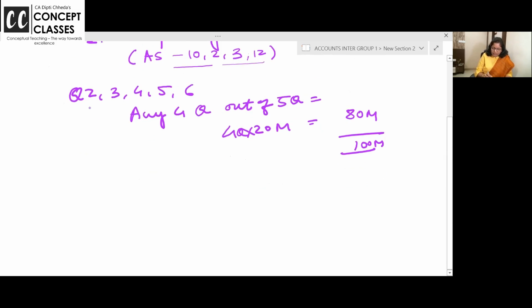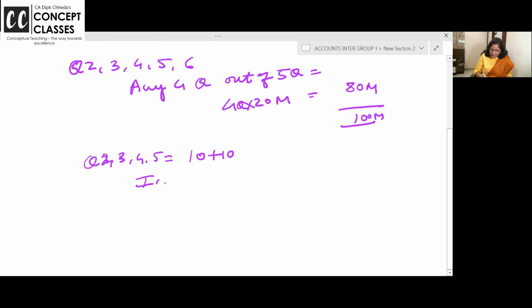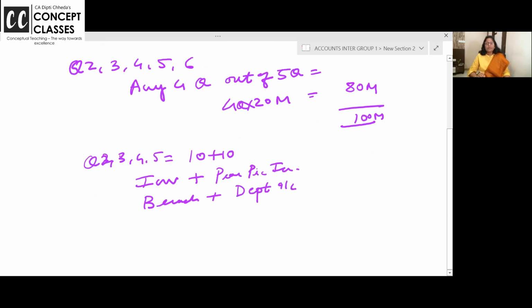Now in 20 marks, question number 2, 3, 4 and 5, generally the combination is 10 plus 10. For example, the best of the combination they give is investment 10 marks, profit prior to incorporation 10 marks, branch accounting they ask for 10 marks, independent, dependent and all that, and then they ask for 10 marks departmental account. So they ask branch account, departmental account, investment, profit prior to incorporation, like this 10 marks combination.